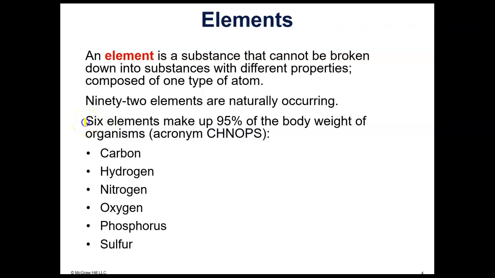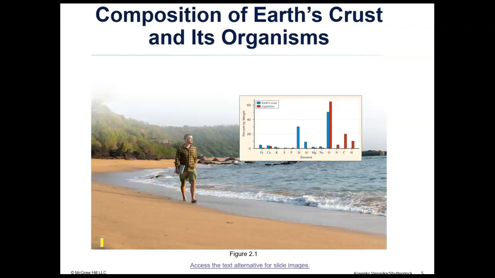And the main ones that you need to know are these 6 elements, and you can learn them by the acronym CHNOPS. And they are carbon, the symbol for carbon is a C. The symbols are all listed up here in the acronym. Hydrogen, the symbol is H. Nitrogen, the symbol is N. Oxygen, the symbol is O. Phosphorus, the symbol is P. And sulfur, the symbol is S.